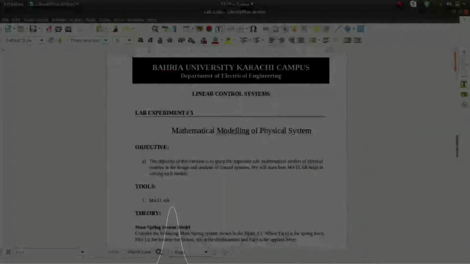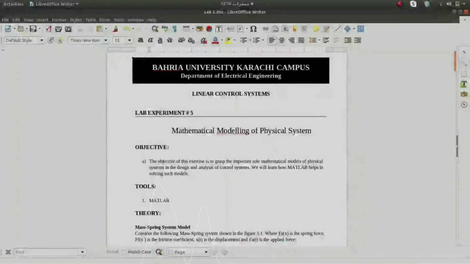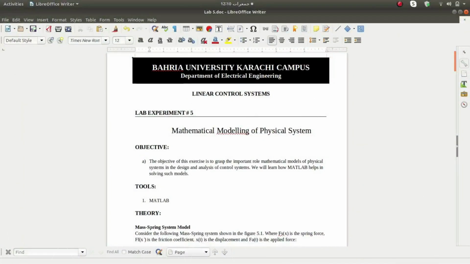Today we are going to discuss lab number 5 of linear control system. The title of our lab is Mathematical Modeling of Physical System. In this lab we are going to discuss how we can derive a mathematical model from any physical system and how we can implement or solve that mathematical model by using MATLAB.